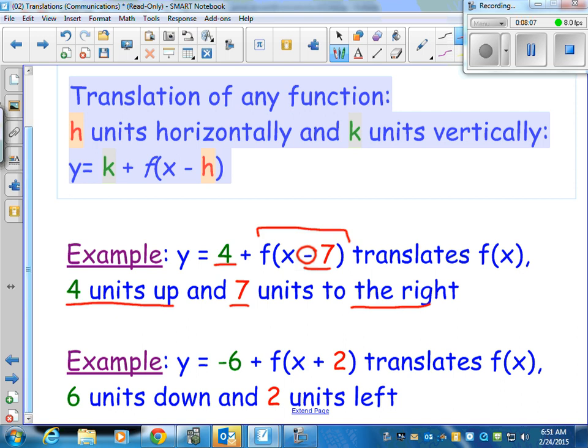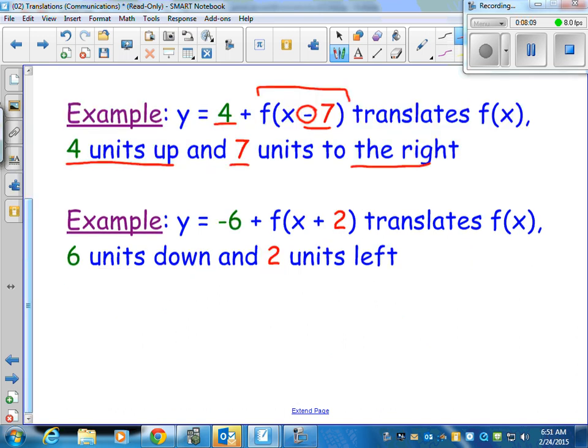Okay, next example we have down here at the bottom. We've got a minus 6 on the outside. Outsides are vertical. The up-down head shake tells us we trust what we see. That's why the graph moves down 6 units.